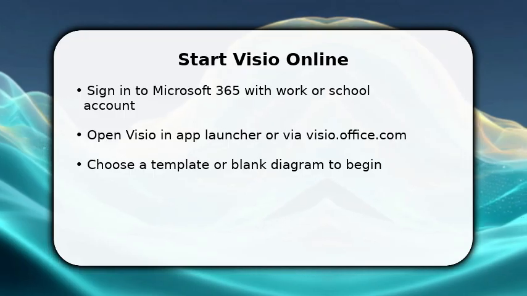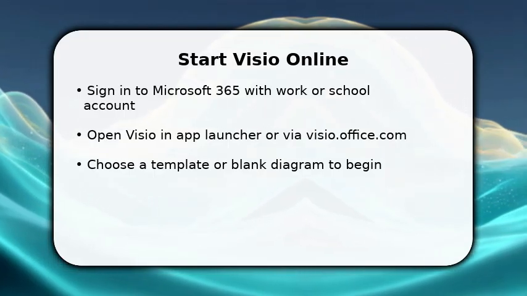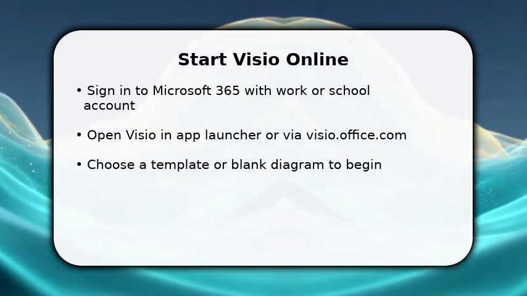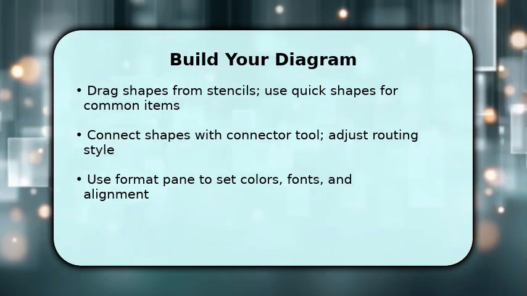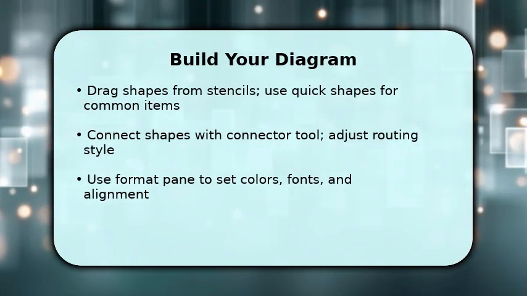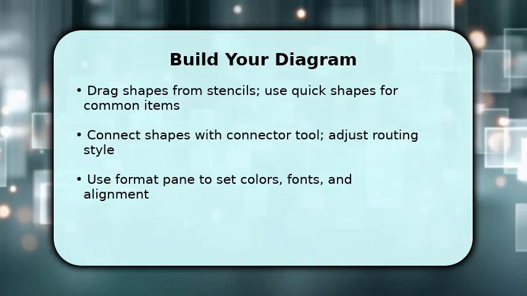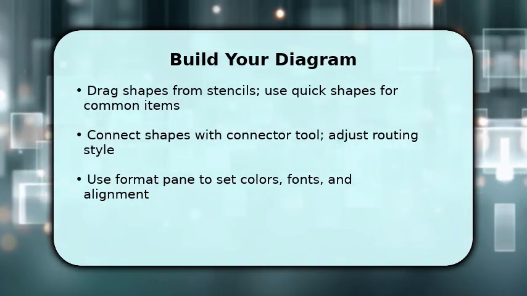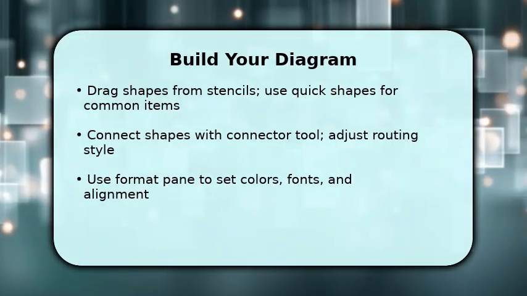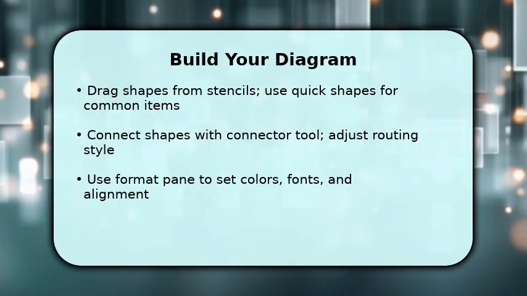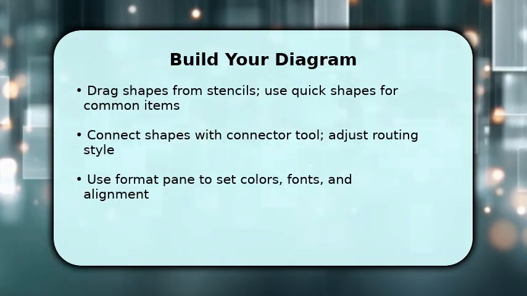Now place your first shape from the left stencil so you can start building structure visually and keep momentum. Once your first shape is placed, drag additional shapes from the appropriate stencil and snap them into position. This maintains alignment. Use the connector tool to link shapes. Choose straight, curved, or right-angle connectors depending on clarity needs, because consistent routing improves readability.